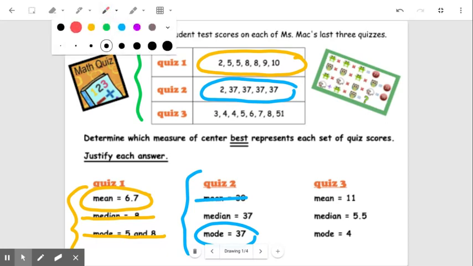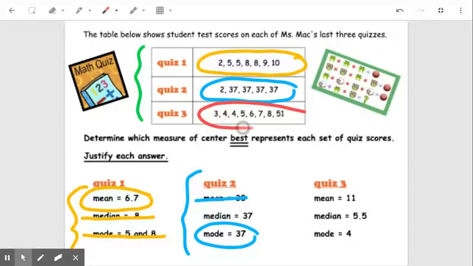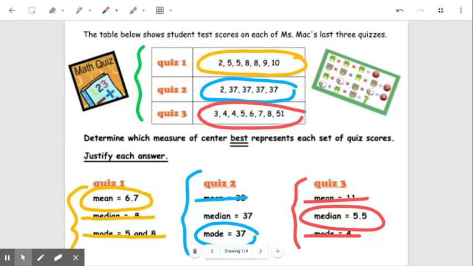Then lastly, we have these scores. Notice they go 3, 4, 4, 5, 6, 7, 8, and then a humongous 51. When I look at this, the first thing I know is that my mean has been greatly affected by that 51, so it's not going to be 11. That's higher than almost all of the data scores. So I have a median and I have a mode. They're really not that far apart, but I probably would not choose the mode because there are only 2 4s. It's not like the example above where it was almost all 37s. So in this case, if we arrange low to high and go to the middle, the 5.5, the median would be the best. Okay?